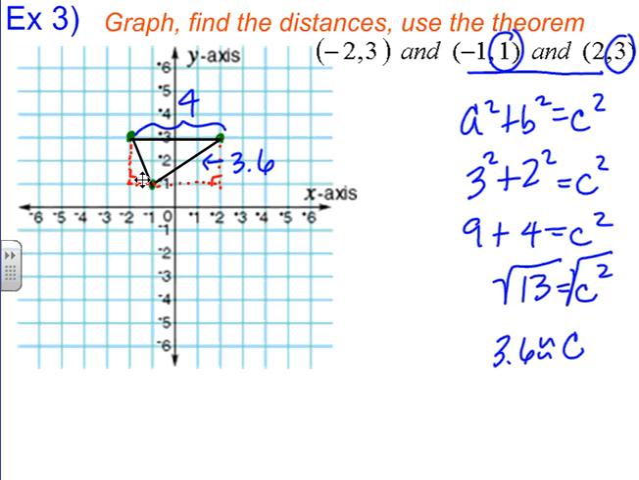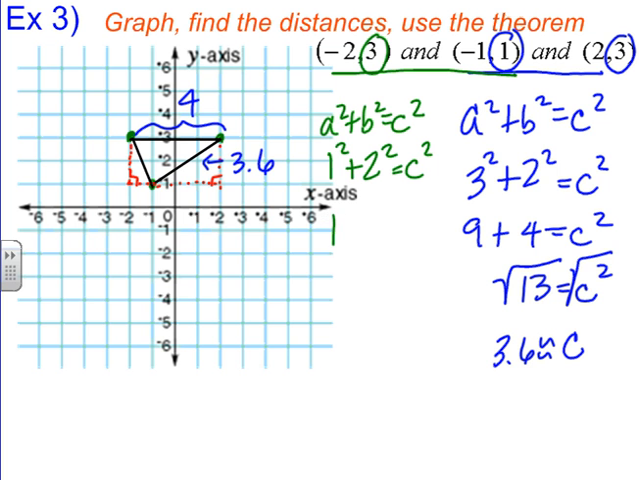Now we're going to take a look at the other one, and we're going to use these two points, the (-2, 3) and (-1, 1). And again, our x's are circled. And we have that a squared plus b squared equals c squared. And again, the difference in the x's from -2 to -1 is 1. And we can see that here. There's a difference of 1. Plus, from 3 to 1 is 2. And again, we can look at our diagram here and see that there are 2 spots. That's where that comes from.